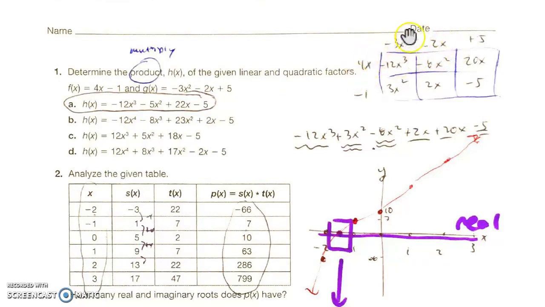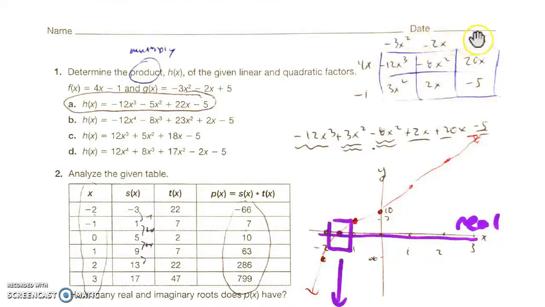So 4x times negative 3x squared is negative 12x cubed. 4x times negative 2x is negative 8x squared. 4x times 5 is 20x. Negative 3x squared times negative 1 is positive 3x squared. Negative 2x times a negative 1 is positive 2x. Negative 1 times 5 is negative 5. And then I'm just going to combine like terms.